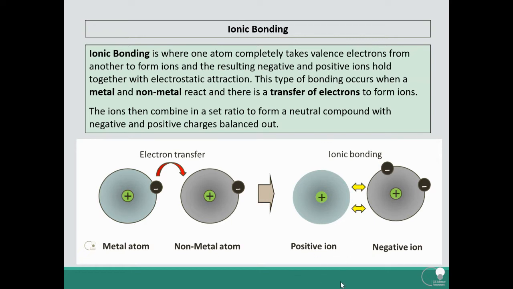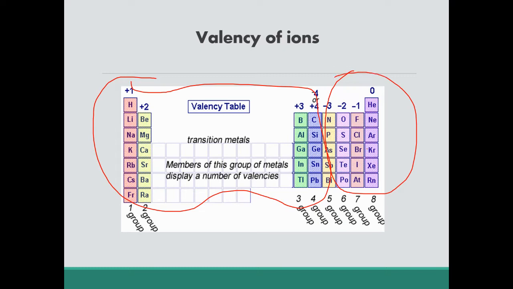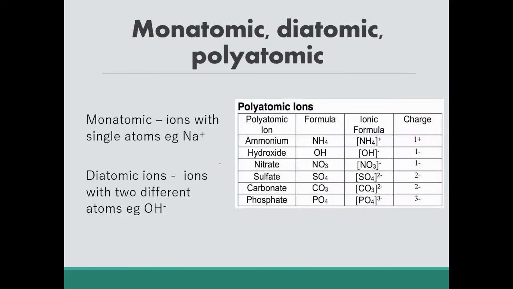So you can have the electron transfer between a metal atom and a non-metal atom, and then you end up with a positive ion and a negative ion. The positive ions are on the left side of the table, all our metals, which lose electrons to form positive ions, whereas all our non-metals gain electrons to form negative ions.